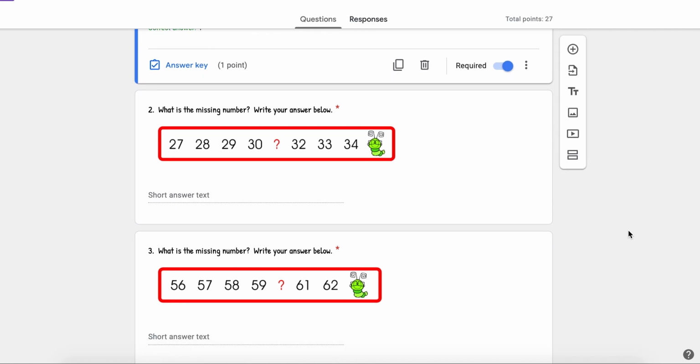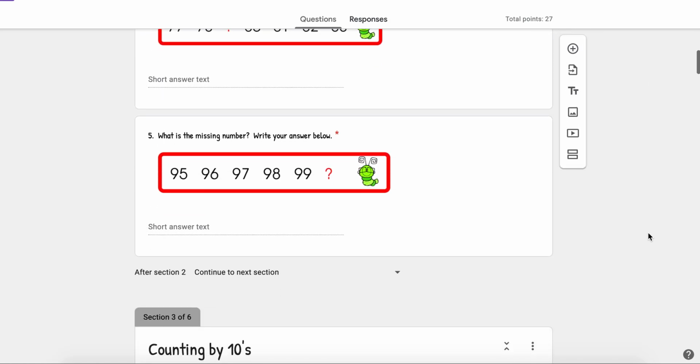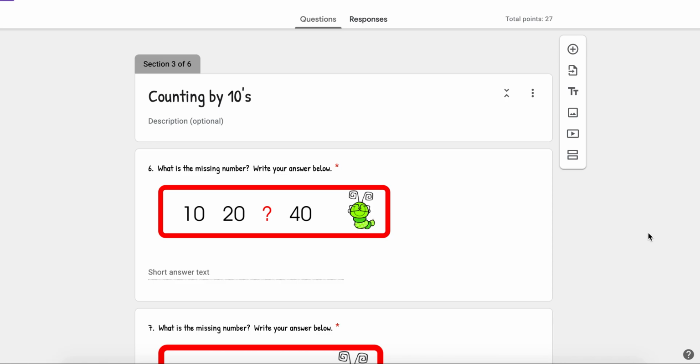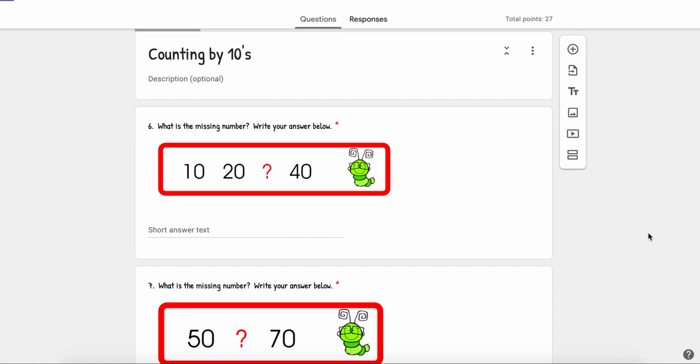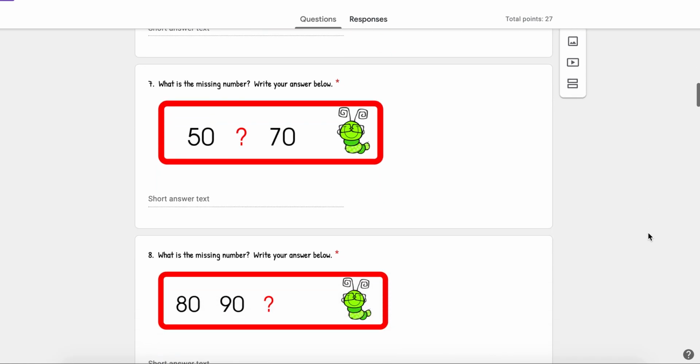What's the missing number? Write your answer below. So I did a number like that, you can see, in the 70s, 80s, and 90s. The next screen, they would count by tens. What's the missing number this time? 10, 20, obviously 30, and they would write their answer in there, okay?